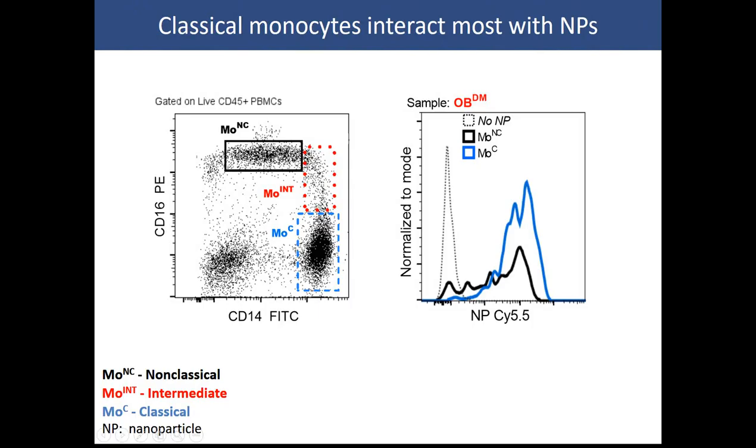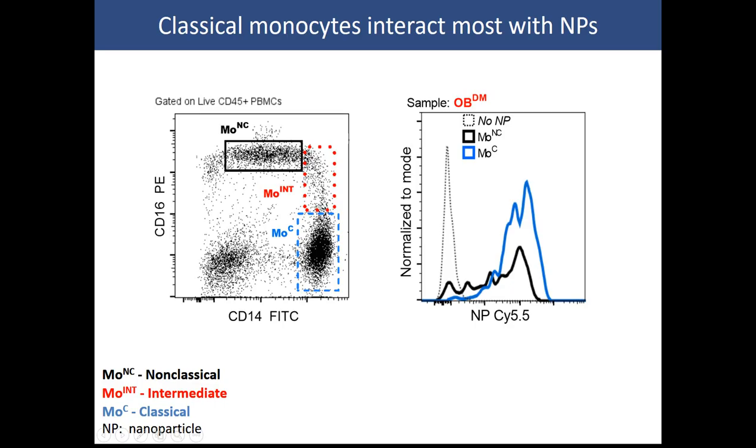Okay, so from this study, I basically took nanoparticles and incubated them with these whole blood cells, and from this we can see that the classical monocytes here interact much more than the non-classical.